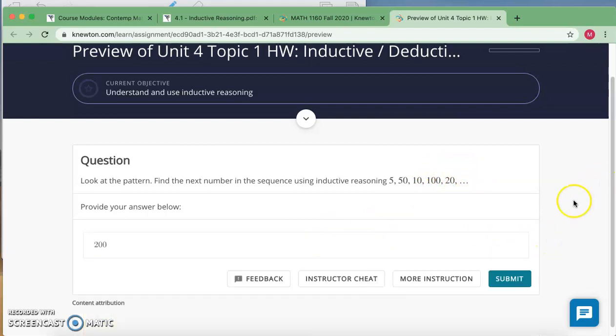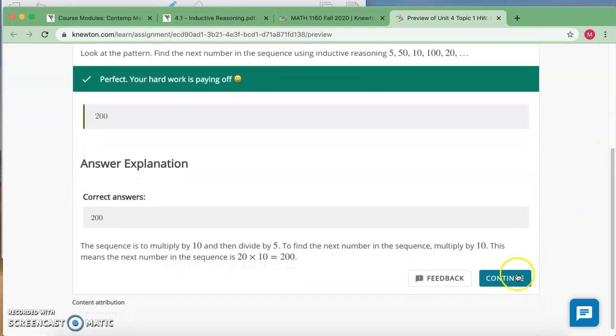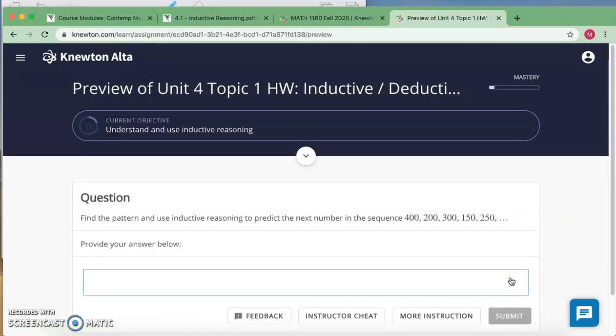So let's go ahead and check that. Let's submit. Perfect. Oh, I love the positive reinforcement. Let's check out another example.